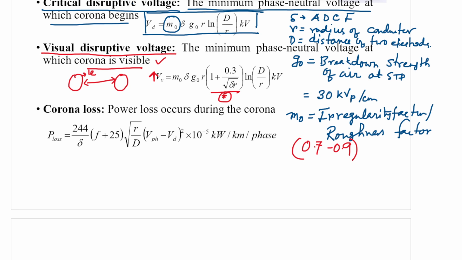So that is given by this formula. Its first term is 244 by delta, where delta is the air density correction factor. Now you see frequency is playing an important role. More frequency means more power loss. Then root under R by D, then phase voltage minus disruptive voltage. So the unit should be kilowatt per kilometer per phase. So this is the formula for power loss during corona.